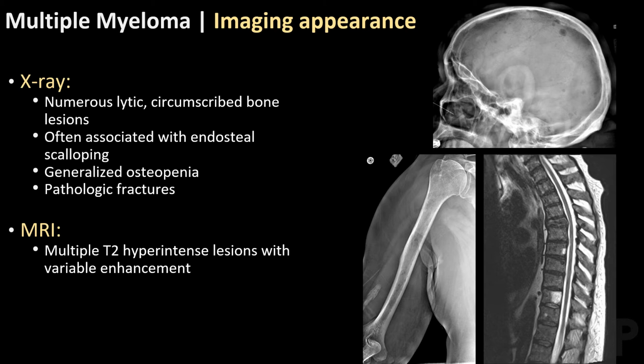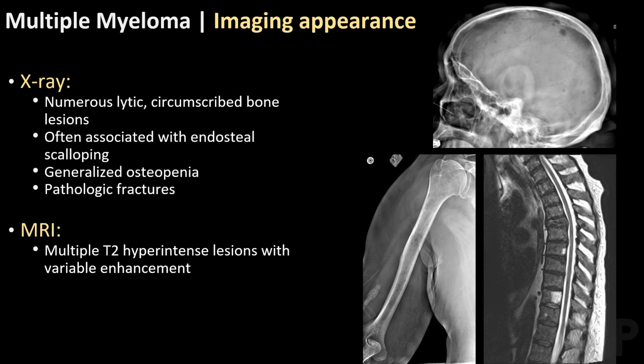On the X-ray images here, we have a skull and a humerus we're looking at, and you can see the lytic lesions of varying sizes in the skull and the right humerus. Typically, this skull pattern is called a raindrop skull with these punched out lucencies.